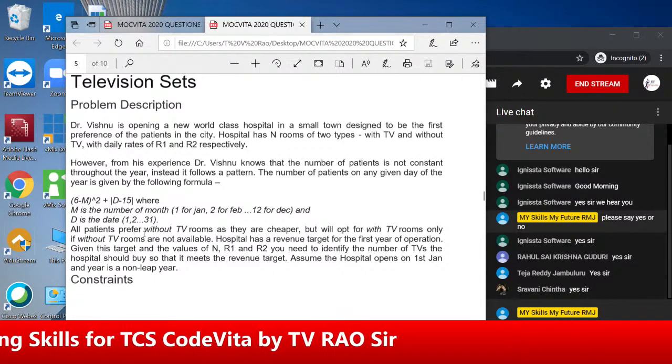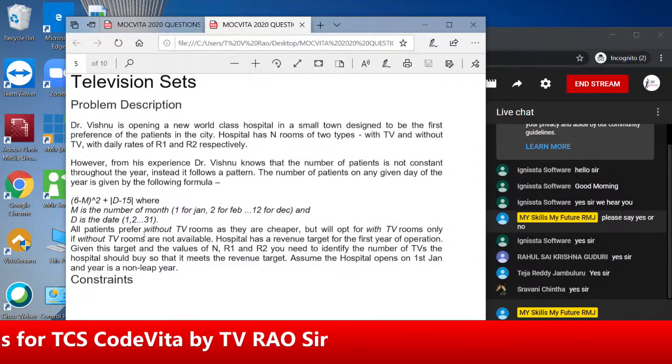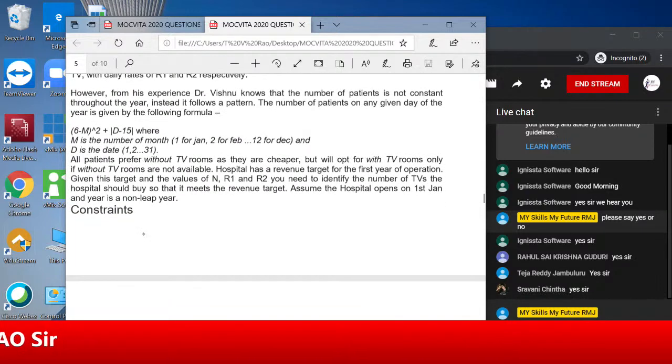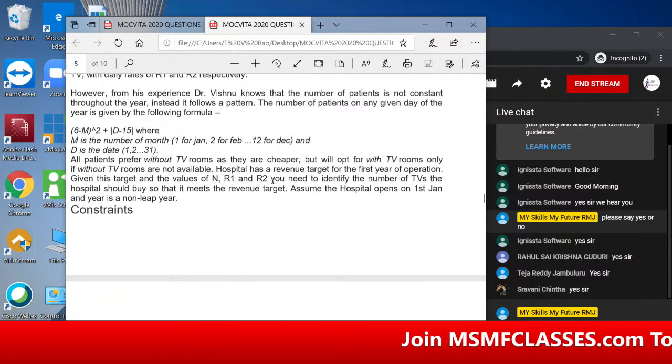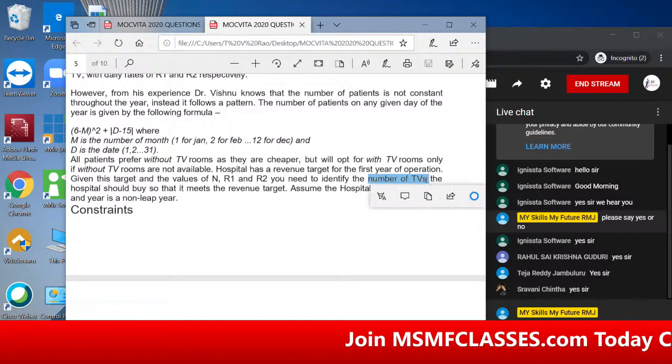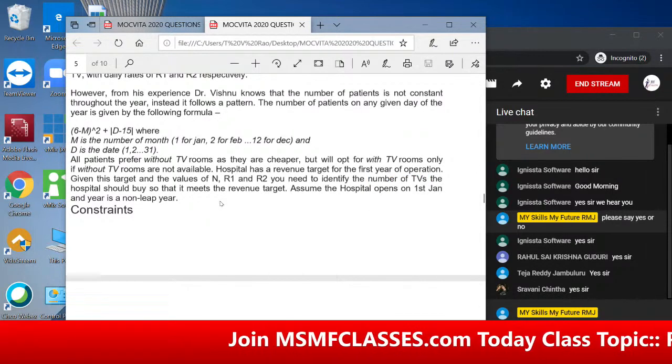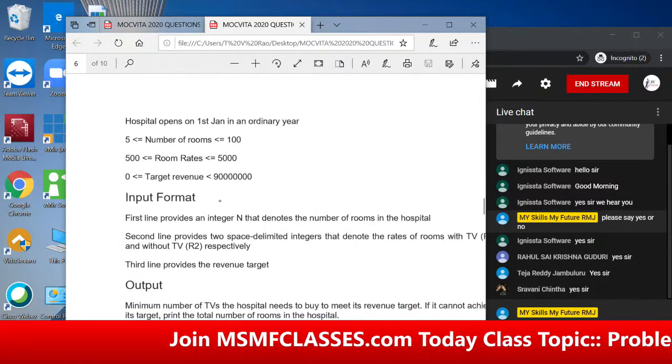All patients prefer without TV rooms as they are cheaper, but will opt for rooms with TV only when rooms without TV are not available. Hospital has a revenue target for the first year of operation. Given this target, number of rooms, tariff for TV room, no TV room, you need to identify the number of TVs the hospital should buy so that it meets the target. Okay. Now there are some constraints. Now input.